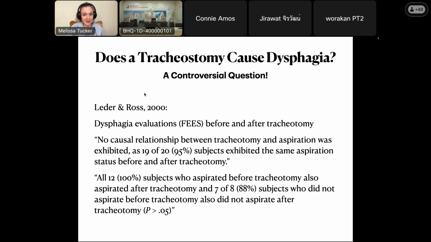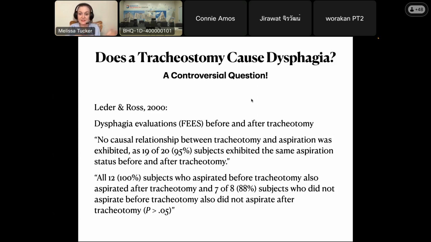But they found a group of patients over a course of about 3 years, I think between 1997 and 2000, who they were able to do a FEES on before and after their tracheotomy procedure, but before they were decannulated. And they found that 19 of 20 of those subjects, so 95%, had the same aspiration status before and after the tracheotomy. And they concluded that there was no causal relationship between the tracheotomy and aspiration.